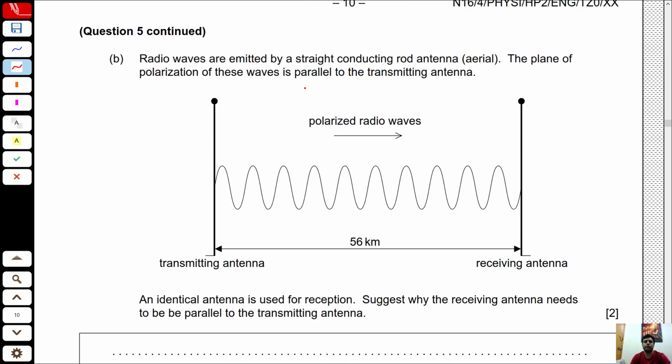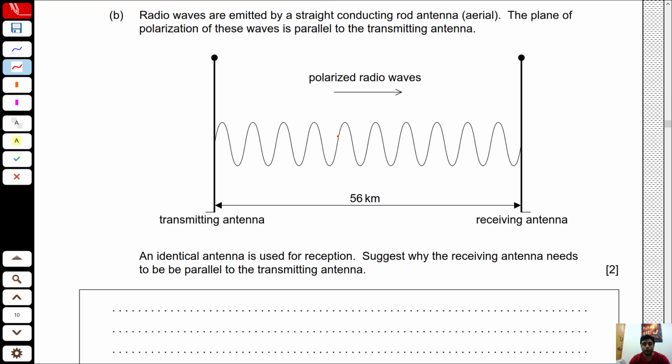Radio waves are emitted by a straight conducting rod antenna aerial. The plane of polarization of these waves is parallel to the transmitting antenna. Transmitting antenna, receiving antenna, and they are 56 kilometer distance apart. Polarized radio wave. So polarized is already plane polarized. So we can use that polarization equation. I will show you where it is in the data booklet.